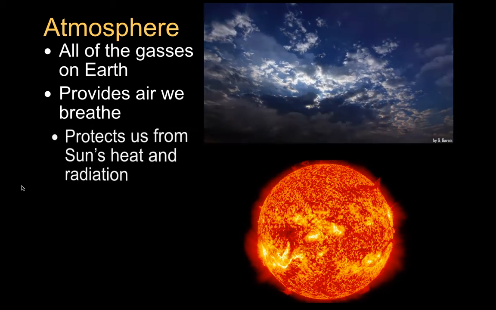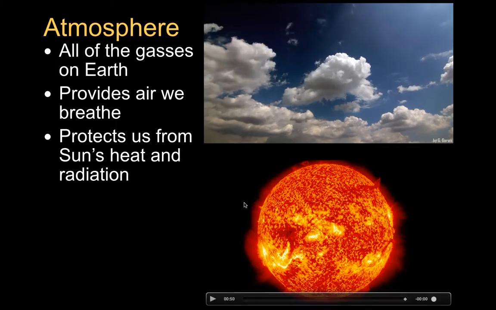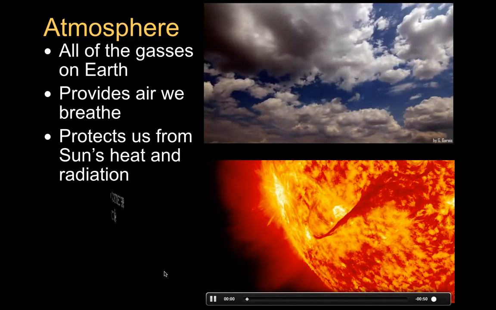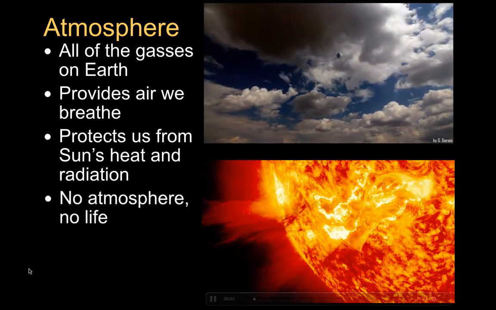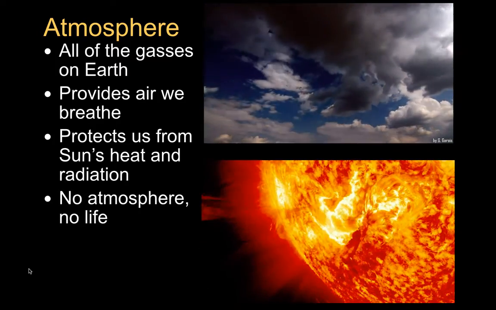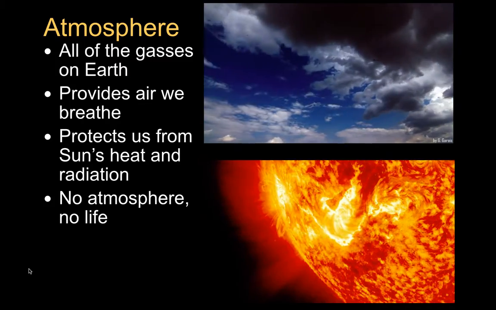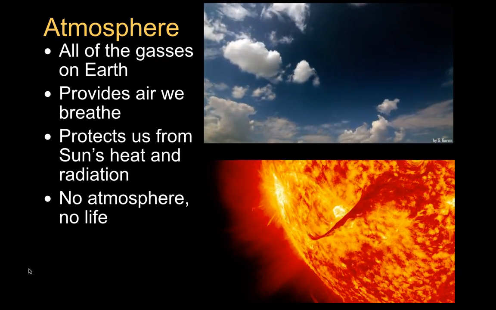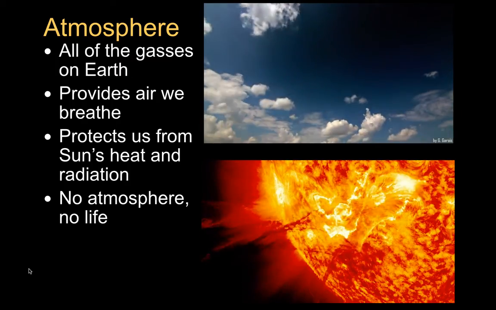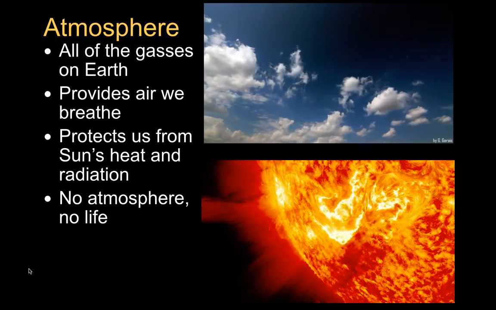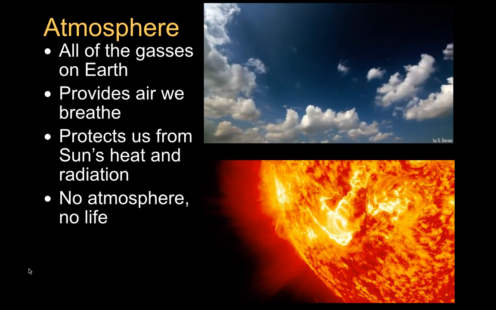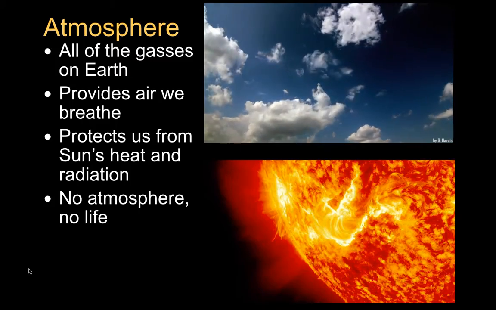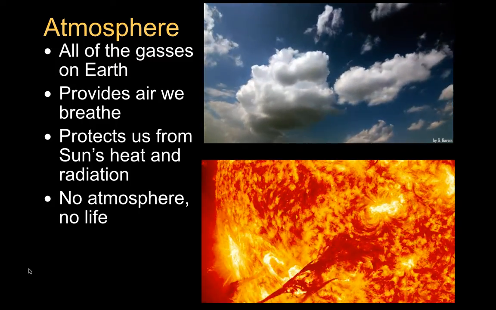It also protects us from the sun's heat and radiation. If you look at the video down here at the bottom, you'll see that that's a close-up of the sun. You can't normally see this with your naked eye, but with the telescope we can see the sun actually has a lot of solar radiation that comes off the body. And not only is it very hot, but it also has radiation which can burn us, as you probably have had a sunburn before. That's from the sun's radiation. But it can also be damaging to our organs and things like that. But the atmosphere protects us from this radiation.